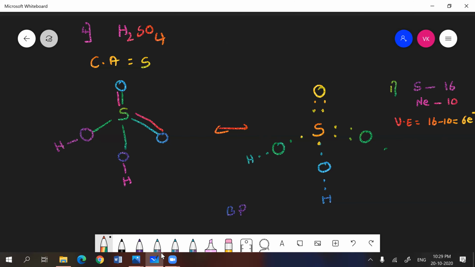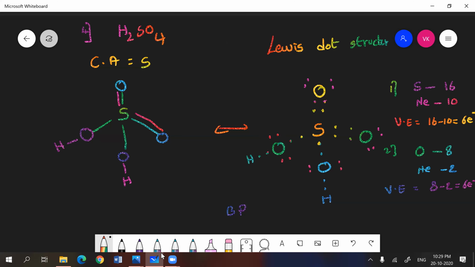Now let us see the second one, that is oxygen. Oxygen atomic number 8. Nearest noble gas helium, atomic number 2. So valence electrons equal to 8 minus 2, that equals 6 electrons. So each oxygen should have 6 electrons. You see only 2 electrons are here, so the remaining 4 will be 2 lone pairs. Here also we have 2 electrons, remaining will be 2 lone pairs. And here also you see only 2 electrons, remaining will be 2 lone pairs. 1, 2 electrons involved here, remaining are lone pairs. This is the Lewis dot structure of sulfuric acid.